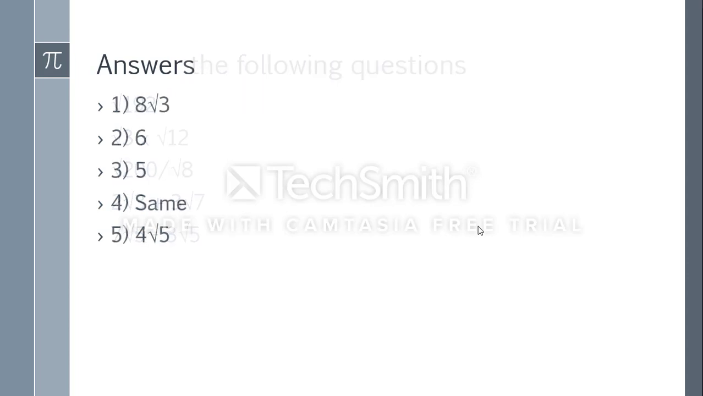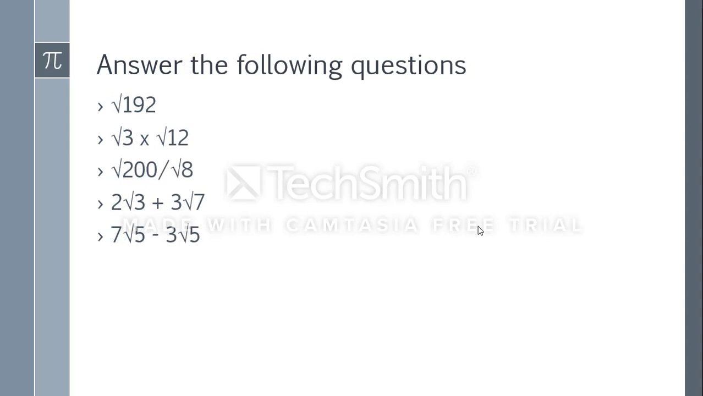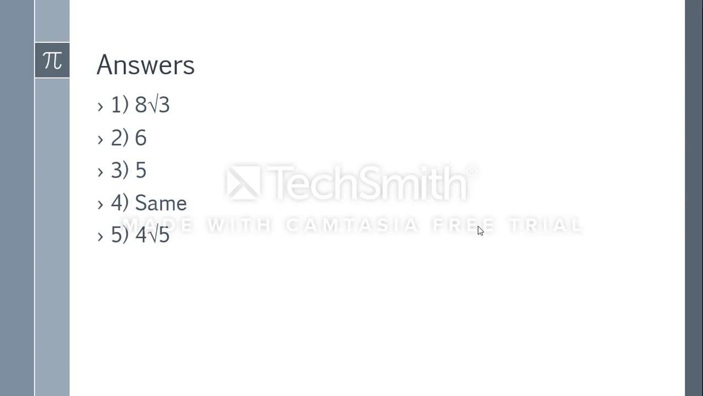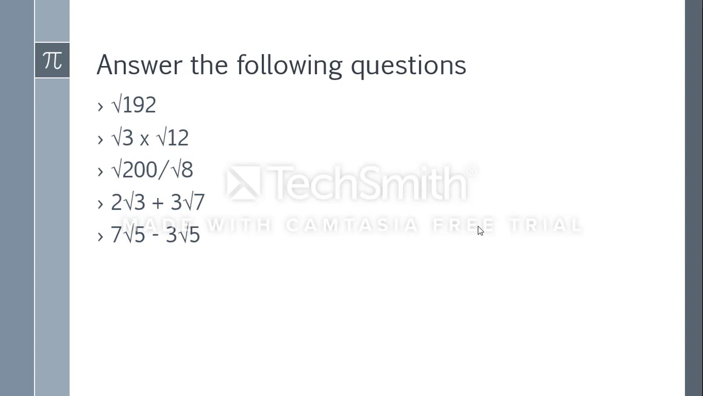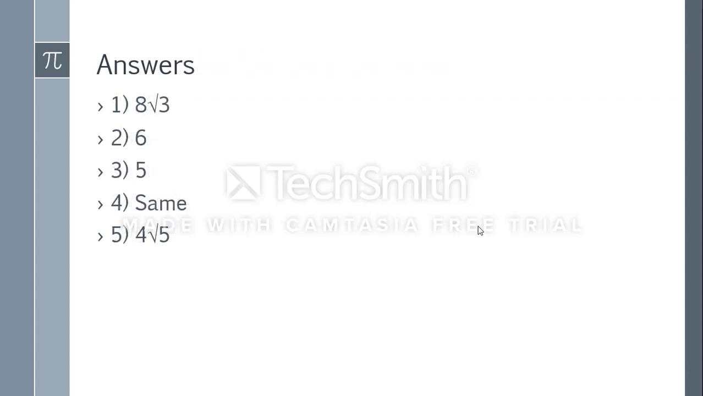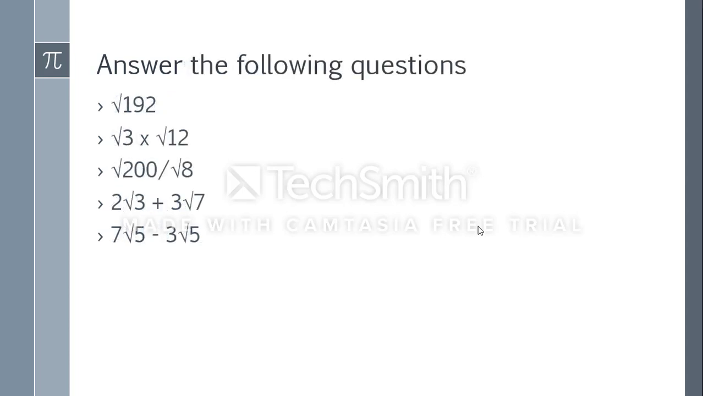And for the next question, root 200 divided by root 8. So all we need to do is just simplify down root 200. We can do it down to 10 root 2 divided by 2 root 2, and then we get the answer as 5. And then for the next question, 2 root 3 plus 3 root 7, it can't be simplified further. So if a question can't be simplified down further, we just leave it as the same. And then last question, 7 root 5 minus 3 root 5, which is obviously 4 root 5.